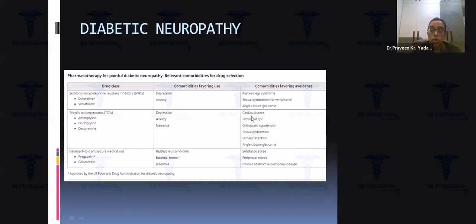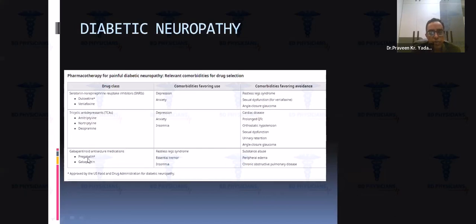Cardiac disease, QT prolongation can occur, so an ECG may be required. Patients with heart disease or arrhythmia, you should avoid. In elderly patients, you should avoid orthostatic hypotension and sexual dysfunction. In patients with BPH and urinary issues, there may be sudden urinary retention with amitriptyline, and glaucoma may also be precipitated. So you should know the comorbidities, and especially in the elderly patient, you should go with a very low dose and titrate the medications very slowly.